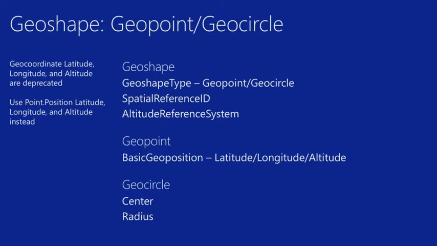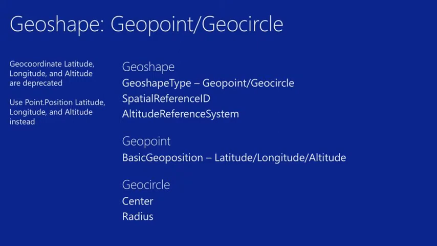Geopoints can be thought of as exactly that, a geographical point containing a latitude, longitude, and altitude. Note that geocoordinate latitude, longitude, and altitude have been deprecated in favor of using these new properties on GeoPoint. So geocoordinate has a point property which contains these new properties. And lastly, we have GeoCircle, which consists of a center, which is a latitude and longitude, and a radius. GeoCircles can be used to create geofences, which we're going to be explaining in a bit.